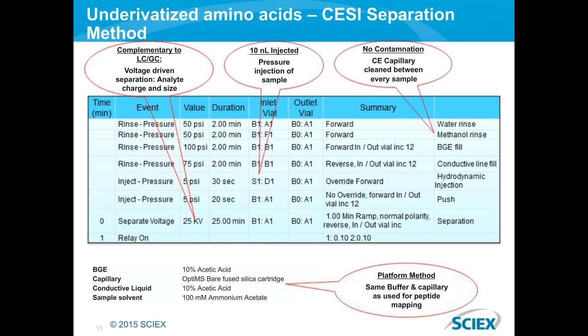So in this case, how you set up the CE for the separation is, first, you have to condition the capillary. I did this by using water and methanol rinses. Then you load your capillary with a background electrolyte solution. In this case, we used 10% acetic acid. You fill a conductive line, so you enable this circuit to transfer the ion spray voltage to the spray. And then you load your sample.